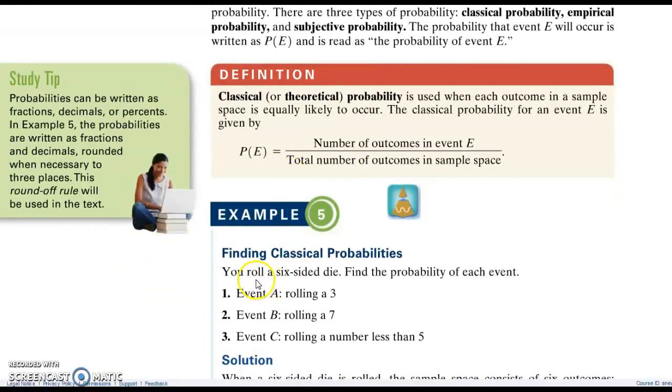So a simple example with dice, there's 6 total possible outcomes. So the bottom number is 6. What's the chances you roll a 3?